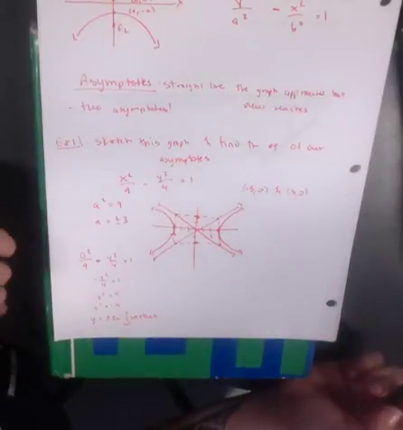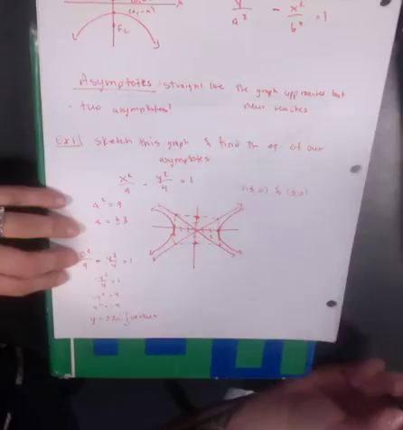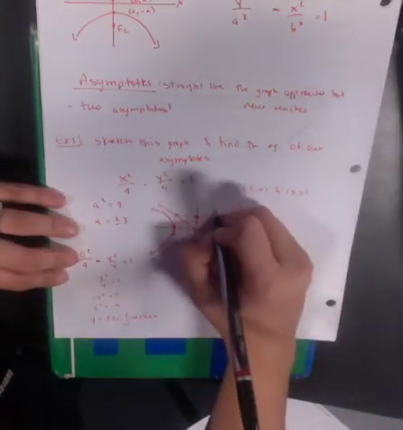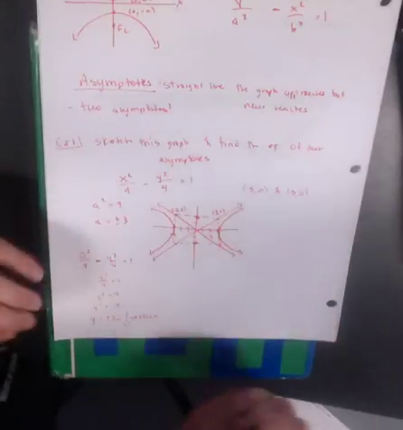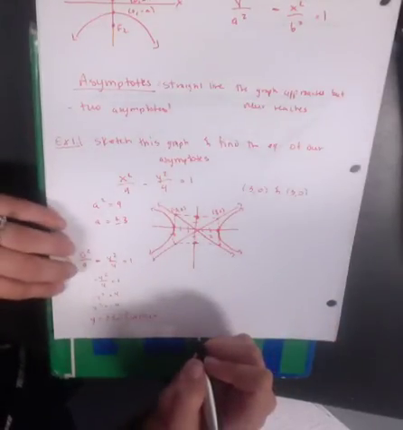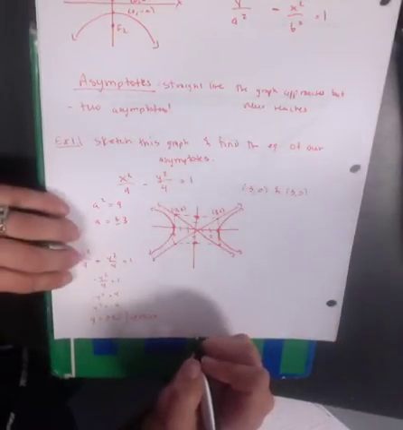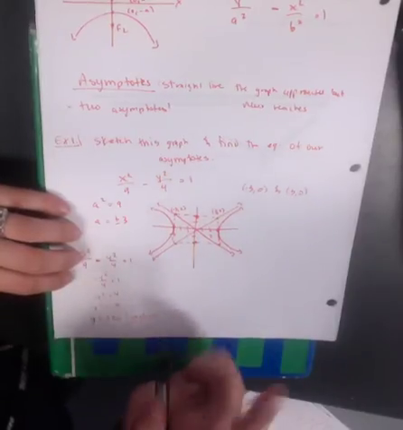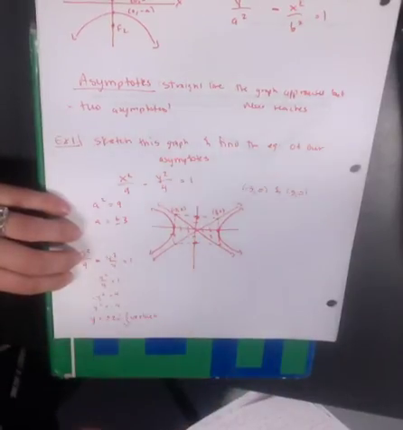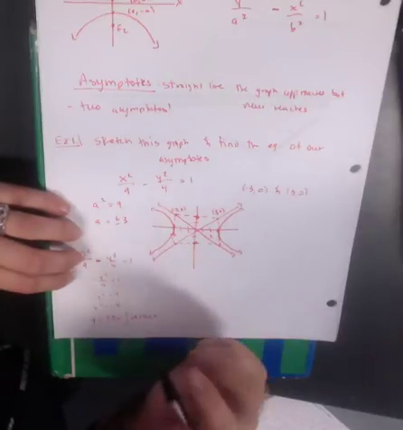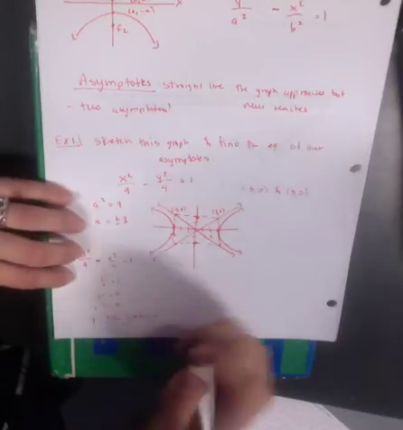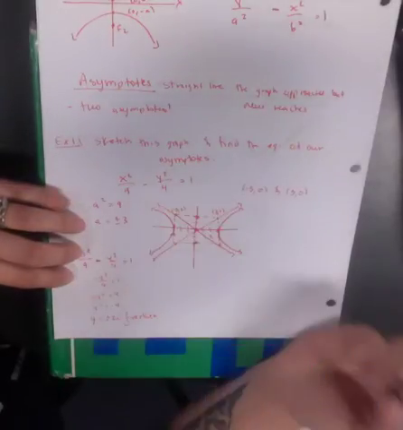of the boxes, and I find that this point is (3, 2), this is (-3, 2), which tells me that those are the two points I can use to find my asymptotes. I have two of them. Okay, now they should go through the origin.